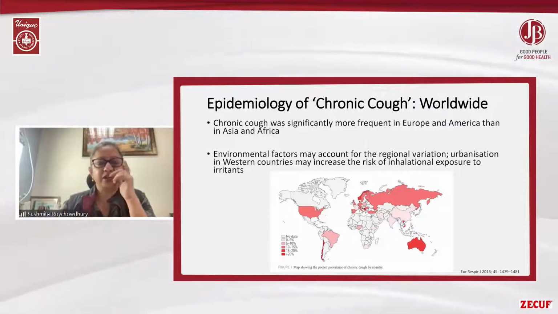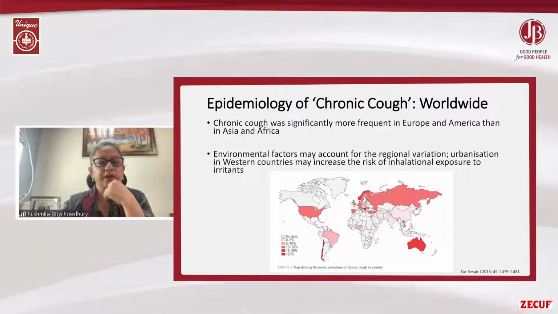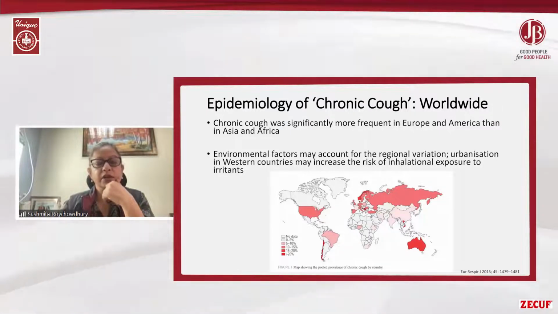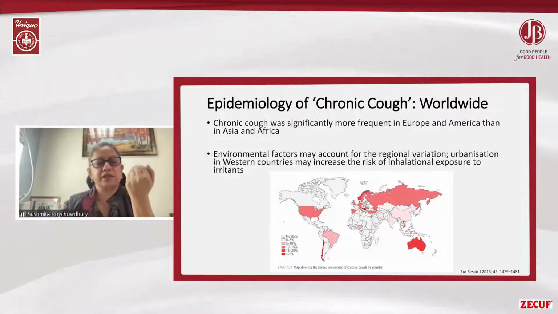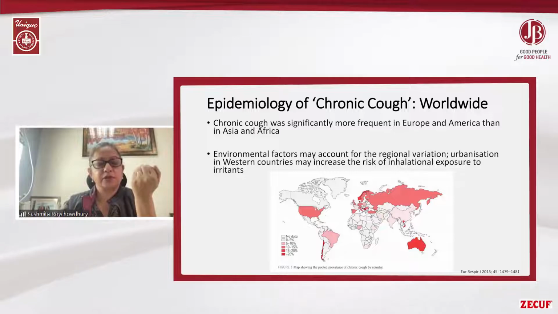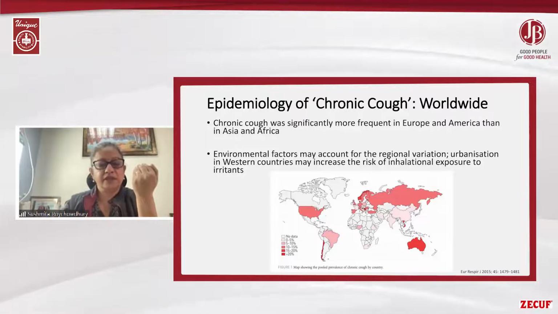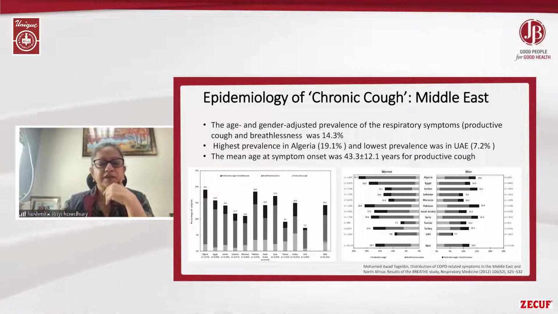So worldwide, initially it seemed to be more frequent in Europe and America than in Asia and Africa, and environmental factors were considered to be accountable for regional variation with urbanization in Western countries and inhalational exposures. But as all of you will agree with me, we are nowhere left behind with increasing urbanization and pollution of various forms, cough becomes a significant factor, especially in people who live in the cities. So these are some of the studies that showed that the prevalence was anywhere between 10% to 20% and somewhere even up to 30% prevalence.